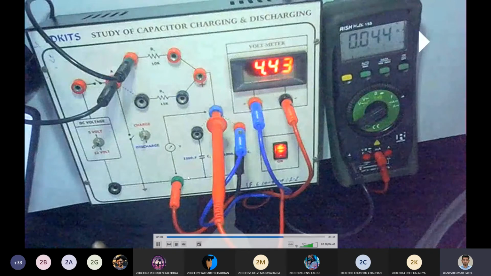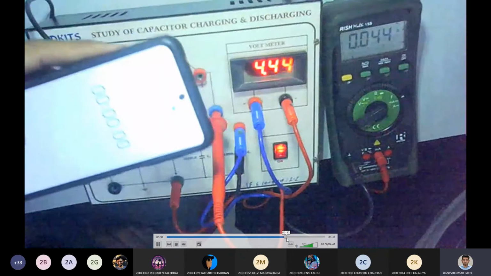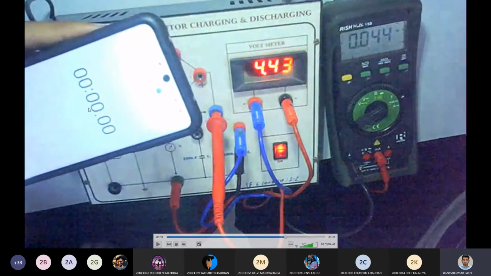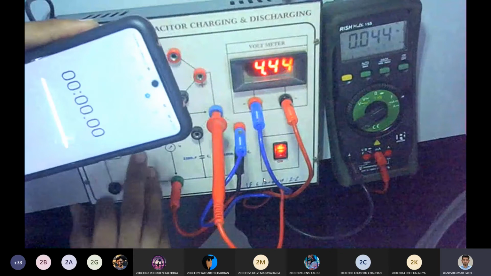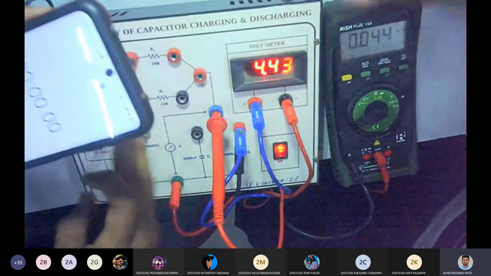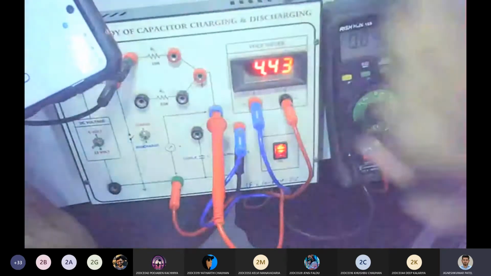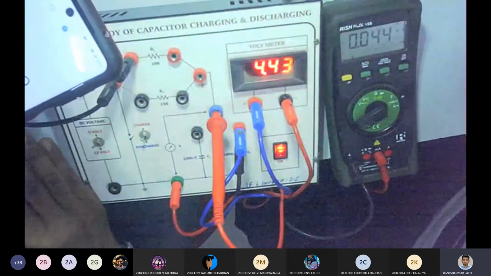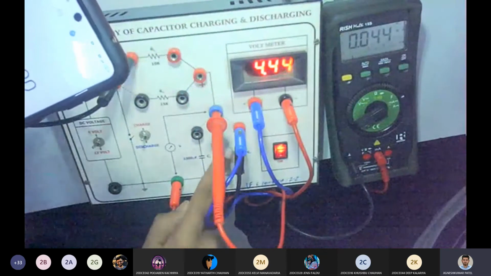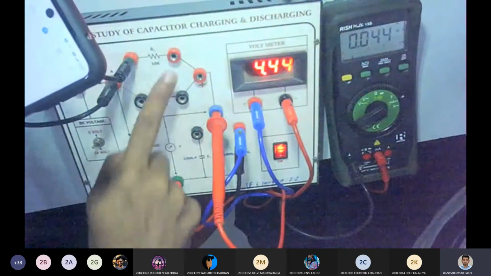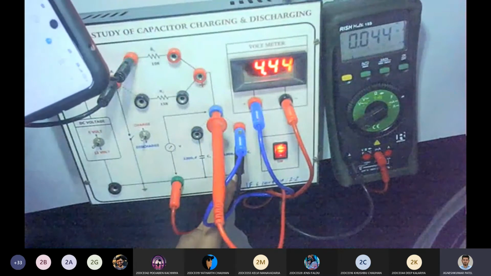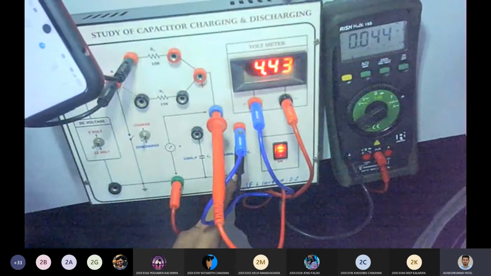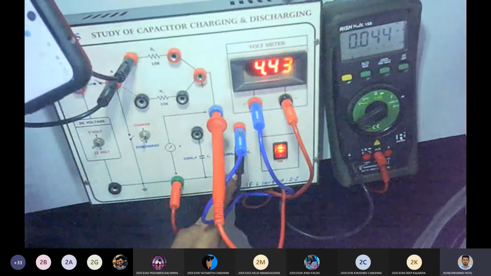Again I will start my timer from 00, and simultaneously start the timer and come to the discharging. Discharging means we simply neglect the supply part. Your capacitor is discharged via this 10k, and it comes back over here and again to the capacitor, as we saw earlier in the circuitry in the theory portion.